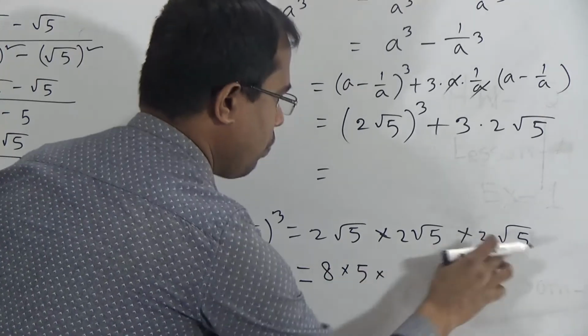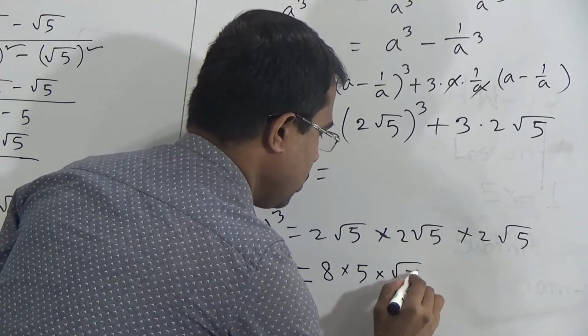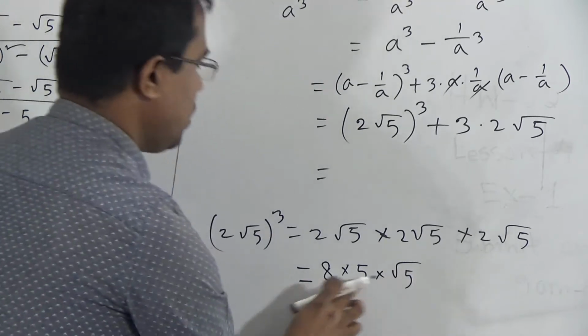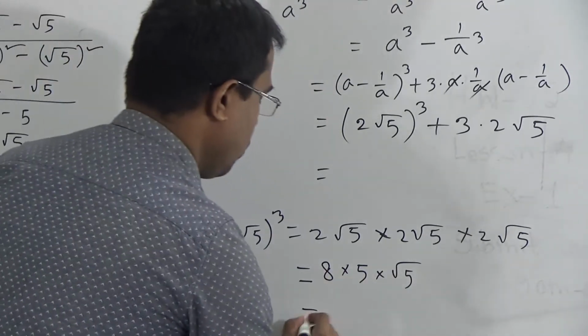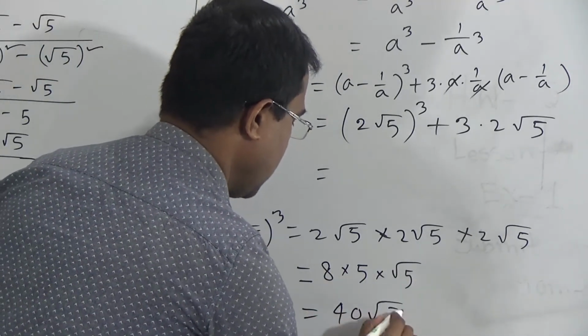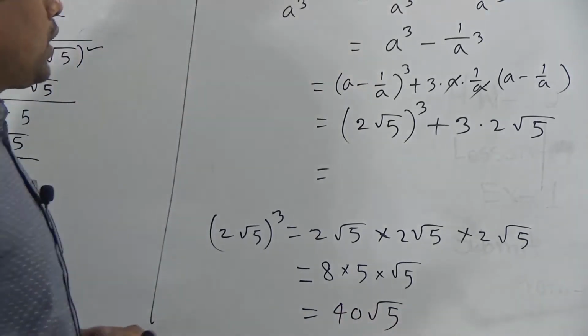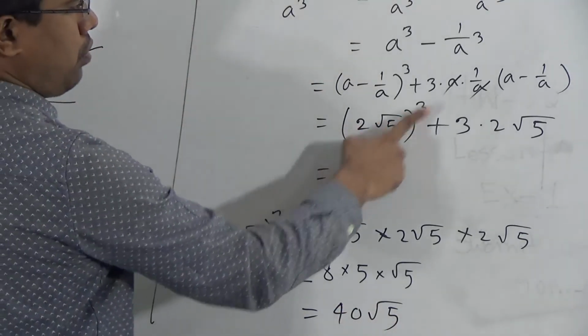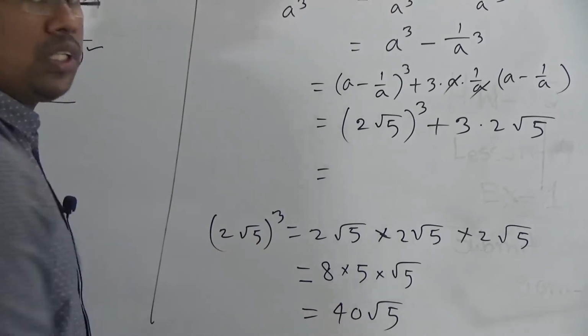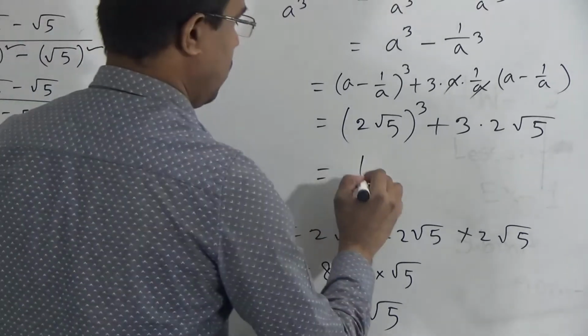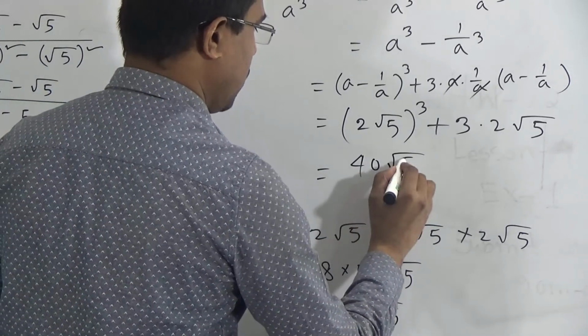And another root 5 remains. So 8 into 5 into root 5 is equal to 40 root 5. That means instead of 2 root 5 whole cube, we can write 40 root 5.